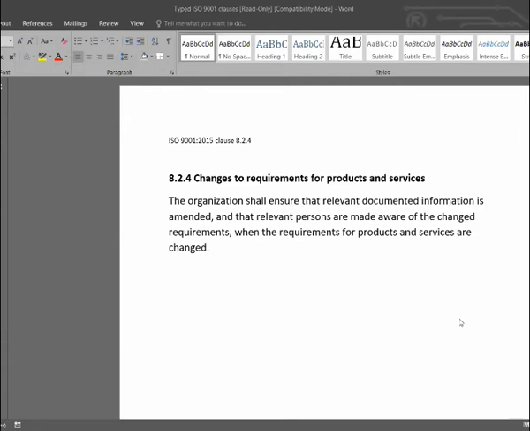Okay, there's some section I can't see here. So the organization shall ensure that relevant documented information is amended, so all that. Read it through, that's a requirement. It's just from the ISO 9000 standards.